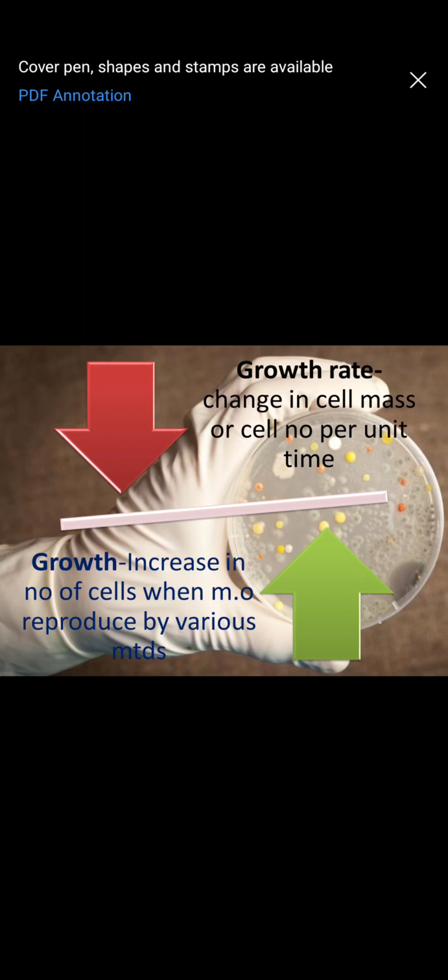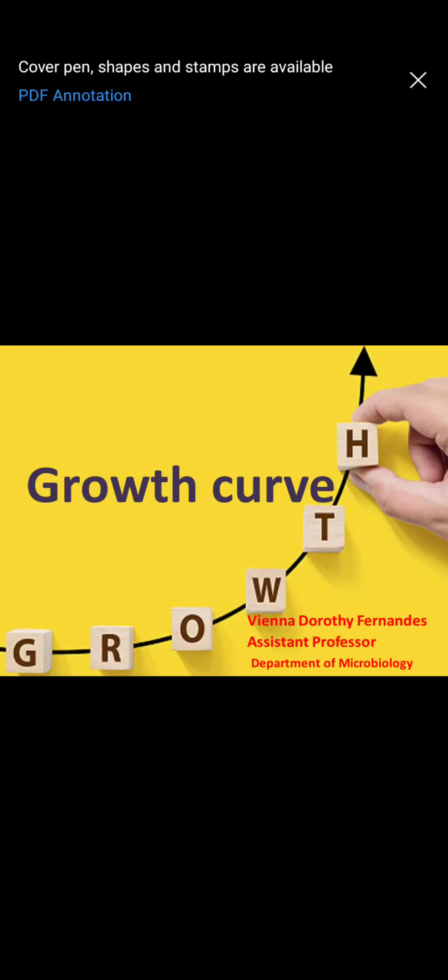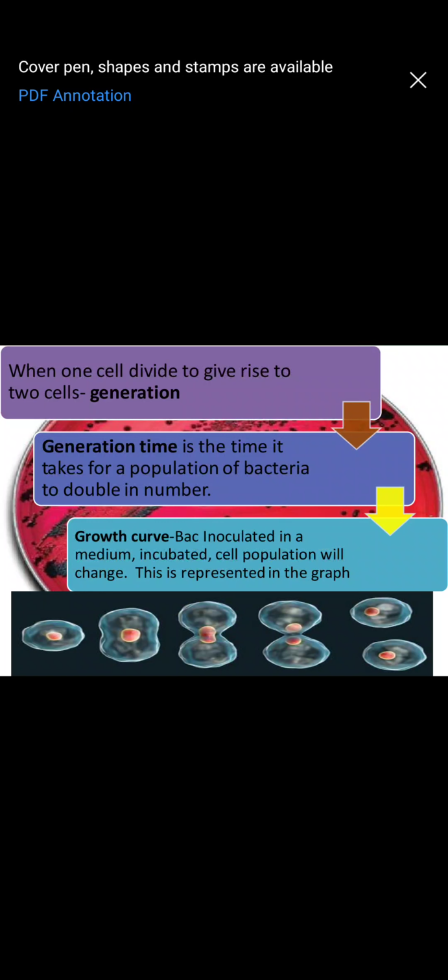That is, how many cells have changed at a given point of time, or in a given duration of an hour. Per unit time, how many cells have increased or decreased, or have they remained unchanged. So this change in cell mass or cell number per unit time is called growth rate.